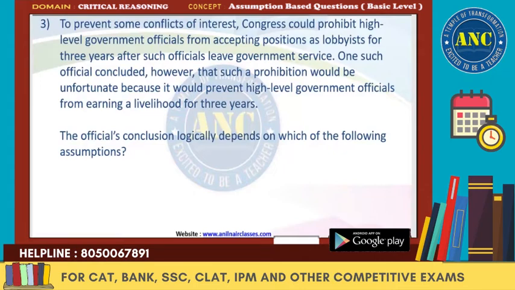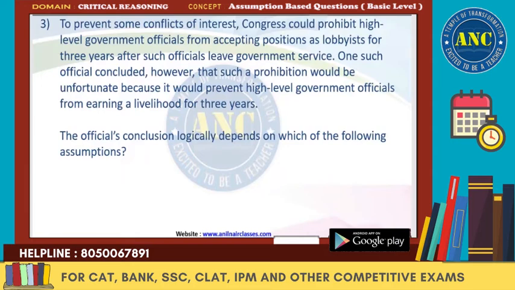To prevent some conflicts of interest, Congress could prohibit high-level government officials from accepting positions as lobbyists for 3 years after such officials leave government service. One such official concluded, however, that such a prohibition would be unfortunate because it would prevent high-level government officials from earning a livelihood for 3 years. The official's conclusion logically depends on which of the following assumptions.